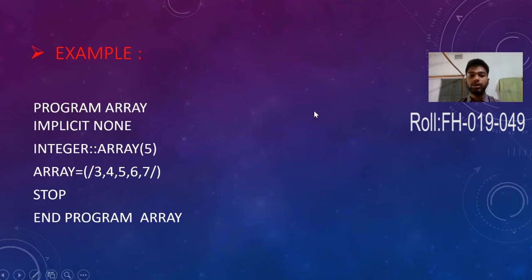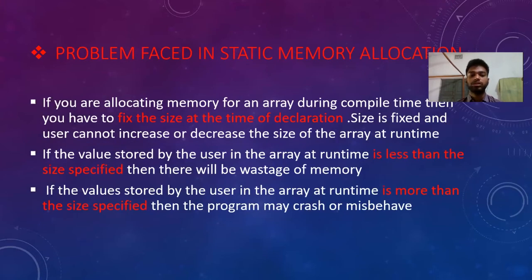Let's see an example. Here, using the array command, the size is fixed. The programmer fixed the size and we cannot increase or decrease this size at runtime. It should be very clear. We have to face some problems in static memory allocation. If you are allocating memory for an array during compile time, then you have to fix the size at the time of declaration. The size is fixed and the user cannot increase or decrease the size of the array at runtime.